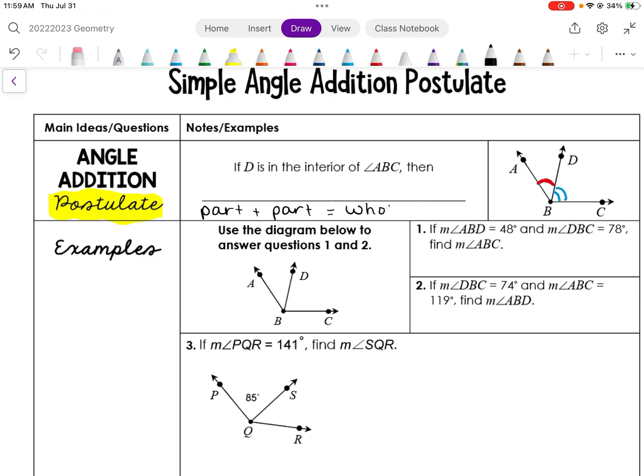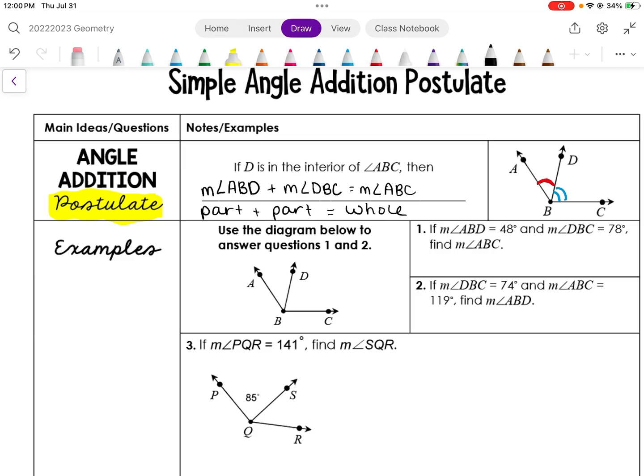So if I'm doing part plus part equals whole, let's write out what that would be in terms of naming our angles. So one part of the angle, or one little angle, would be, I'm putting measure of angle A, B, D, which is the angle I've marked in red. That's one part, plus the measure of angle D, B, C should equal the big angle, which is the measure of angle A, B, C. Part plus part equals whole.